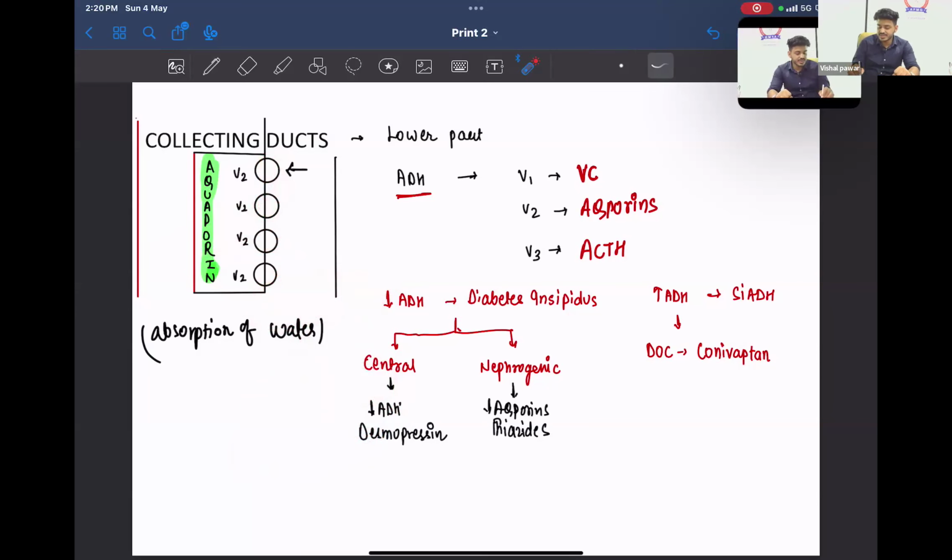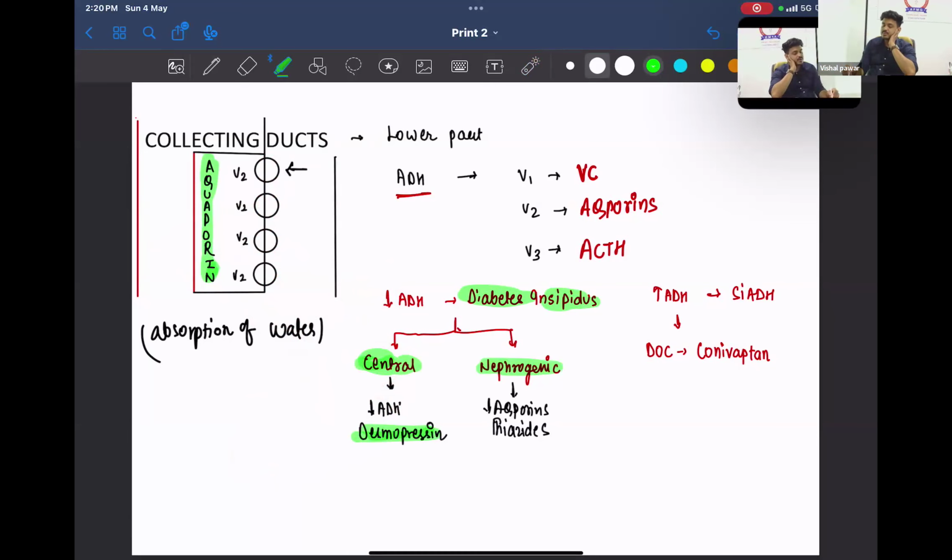So these are going to be the symptoms of what? Polyphagia, polyuria, polydipsia. These are the symptoms of diabetes, right? But this diabetes is known as diabetes insipidus. Now, this ADH can come from the brain, so we can have decreased ADH from the brain. This is known as central diabetes insipidus, and the drug of choice will be desmopressin.